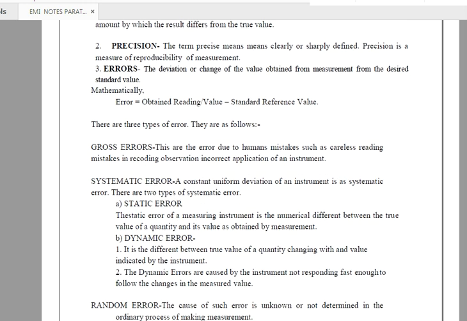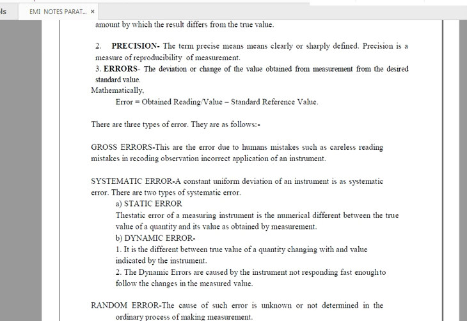Static error. The static error of a measuring instrument is the numerical difference between the true value of a quantity and its value as obtained by measurement. That is called static error. Then dynamic error. It is the difference between the true value of a quantity changing with time and the value indicated by the instrument. That is called dynamic error.